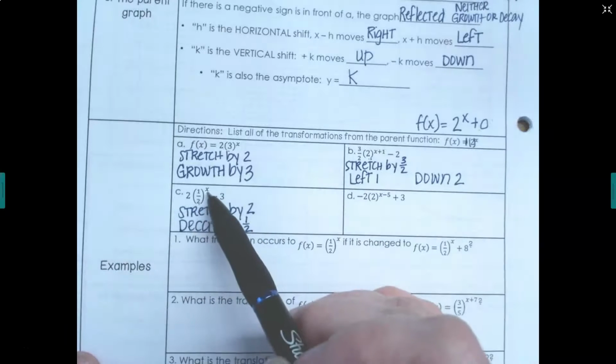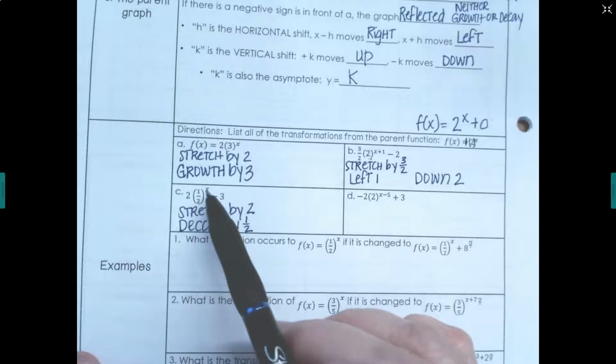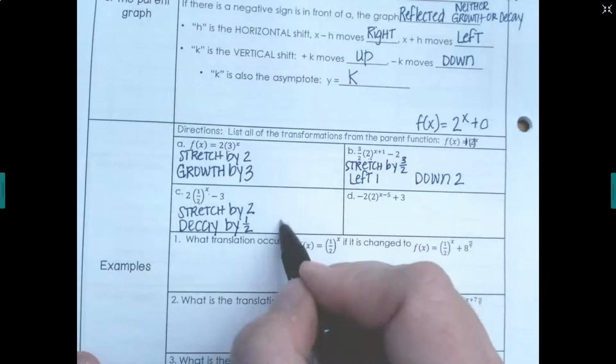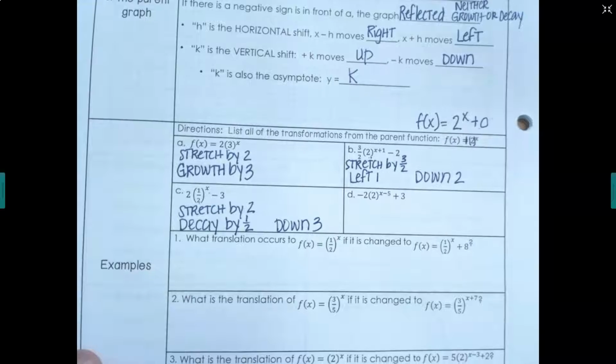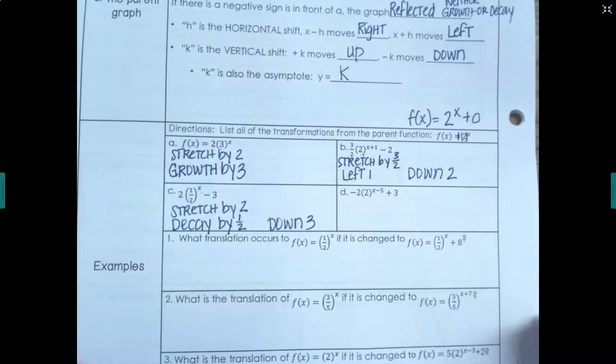Okay, then I go into the exponent. The exponent's the same as the parent. Then we have a minus 3 off the end, so the whole graph is going to end up moving down 3. That asymptote is going to move down. All right, what I want you to do is pause the video and try this last one on your own and come back when you're done.